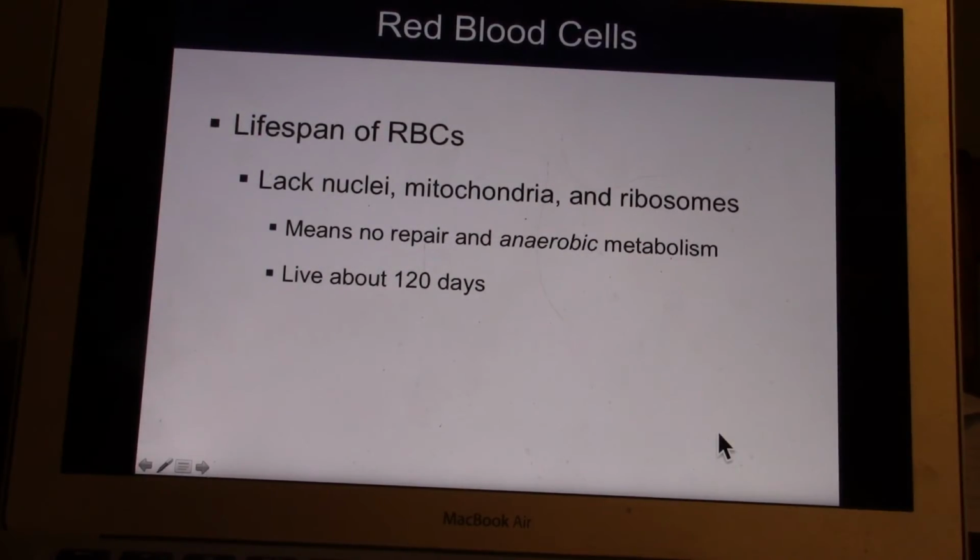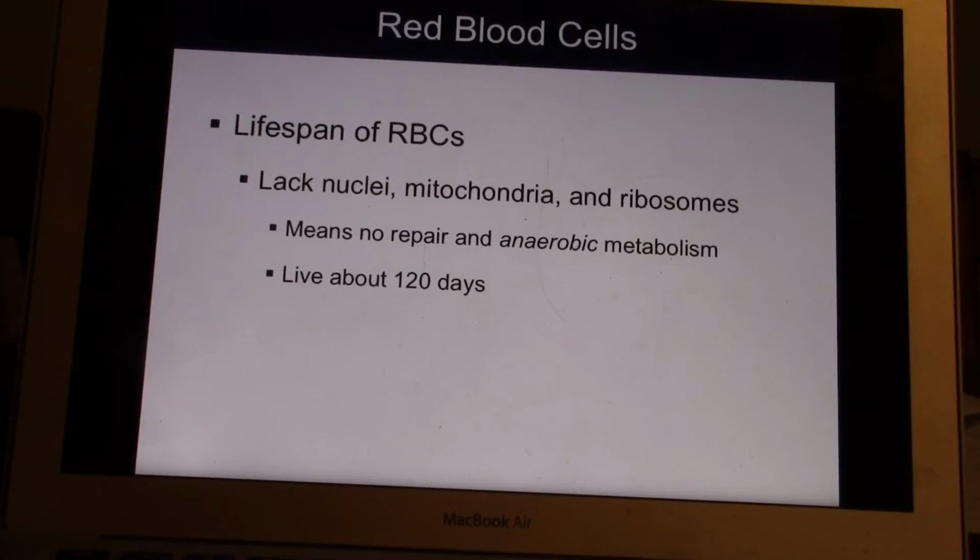Red cells, blood cells, are very short-lived. Because they don't have a nucleus, because they don't have mitochondria, and because they don't have any ribosomes, they can't fix themselves at all. And they can't do any anaerobic metabolism. They live only about 120 days. So indeed, our red cells only last for about 120 days.